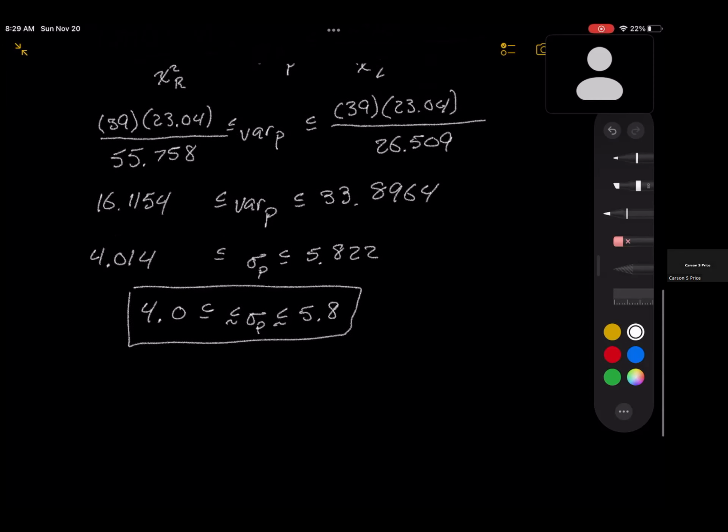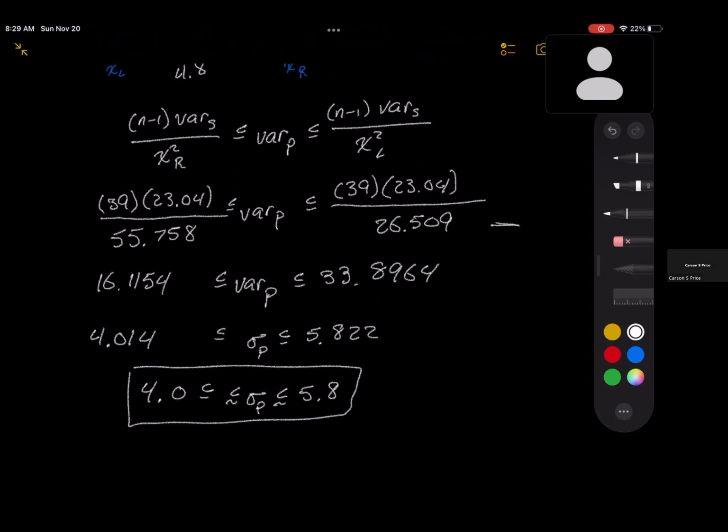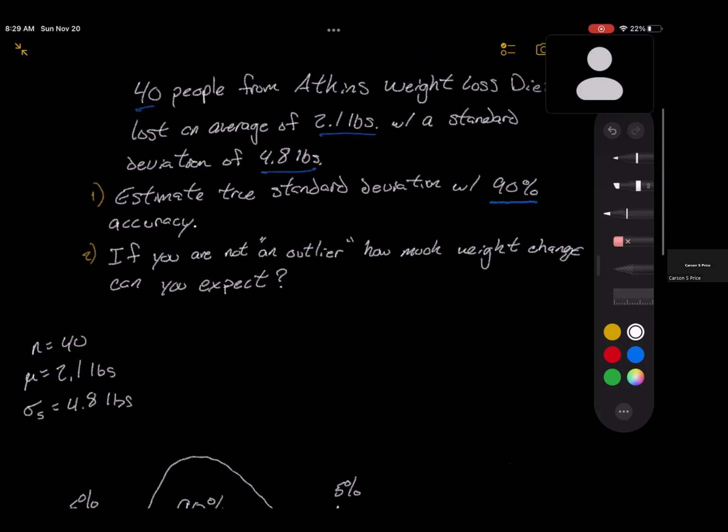Now, I forgot to mention up here when I was getting my critical values that 39 is the degrees of freedom, and that doesn't appear on our table. So I just estimated and took the closest critical value that I could and used degrees of freedom to be 40. Okay, let's ask the second part now. I think we've satisfied the conditions for number one. We've estimated the standard deviation with 90% accuracy.